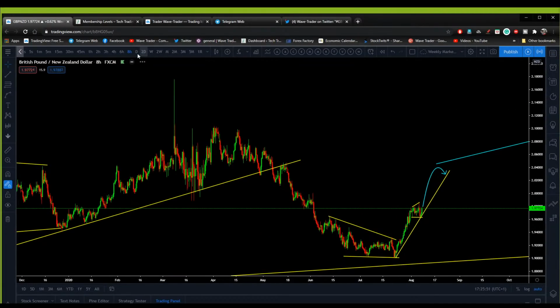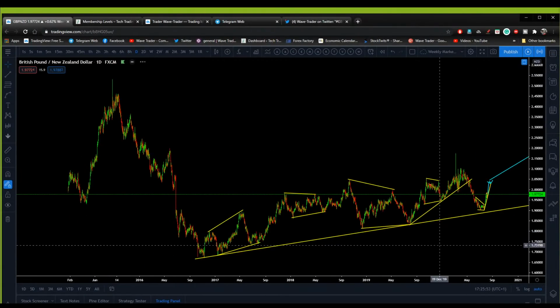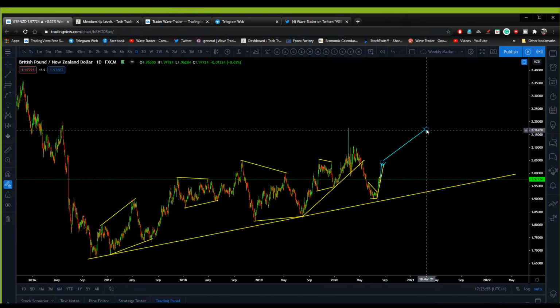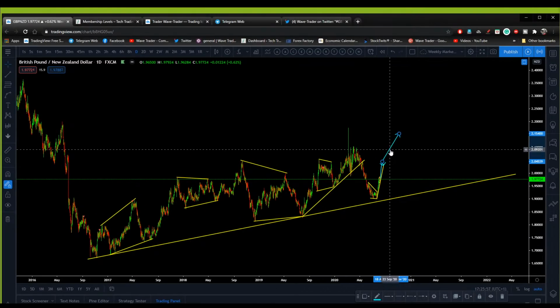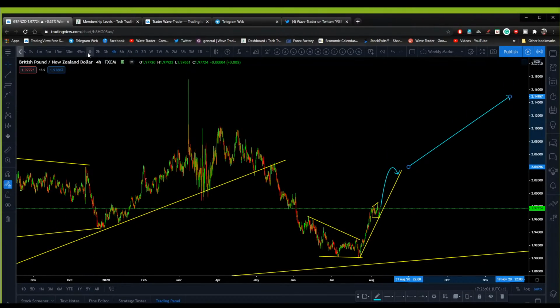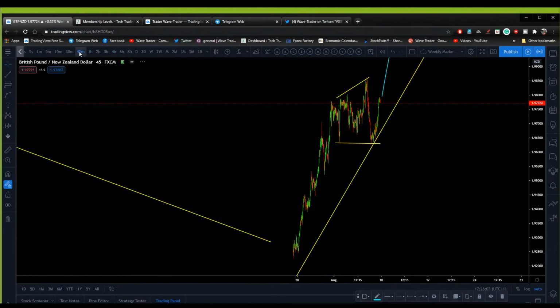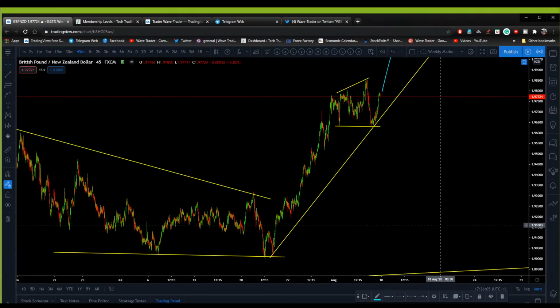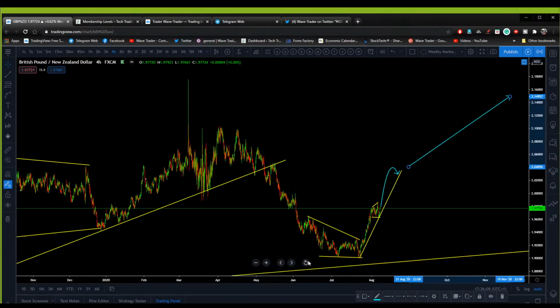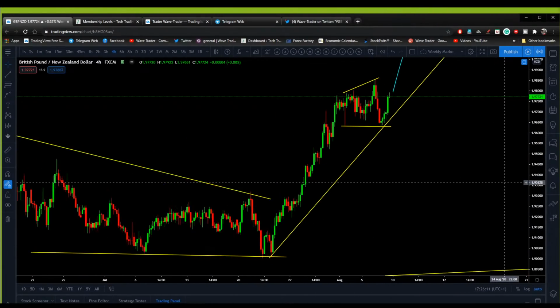So very much the same analysis on the pound New Zealand dollar too. Go higher, how far it goes we'll see, but go higher next week when the market opens. So what was last week's analysis? Correction to breakout and continue to go higher. The correction formed over there and it went higher, but again went into a bigger correction.